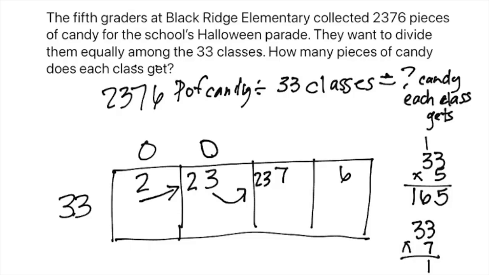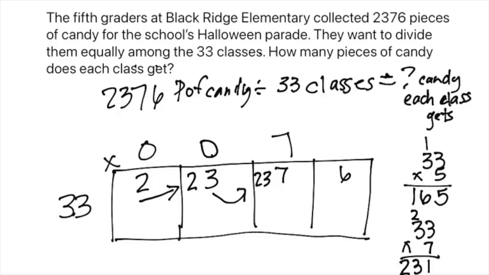3 times 7 is 21. Carry the 2. 7 times 3 is 21 plus 2 is 23. And that gets me very close to 237 without going over. So I am going to minus 231. I'm going to put the 7 up here because that's what I'm multiplying.